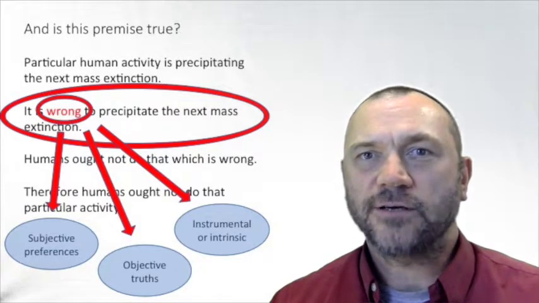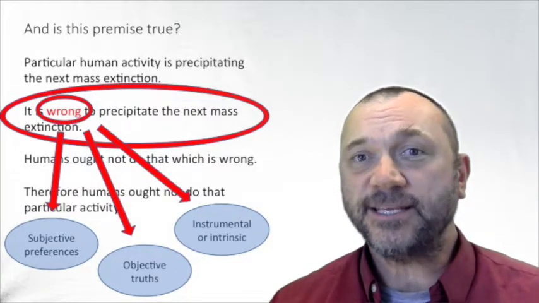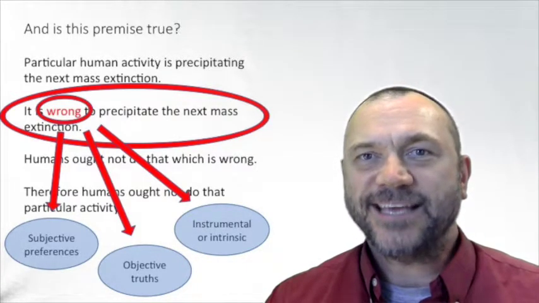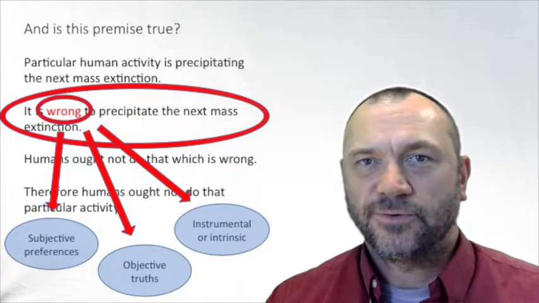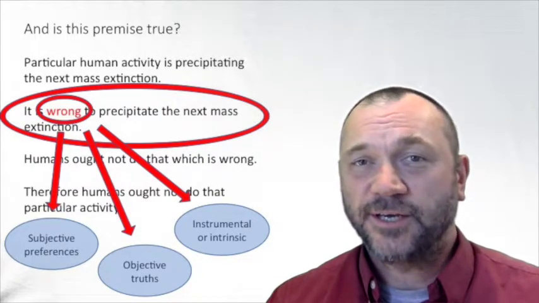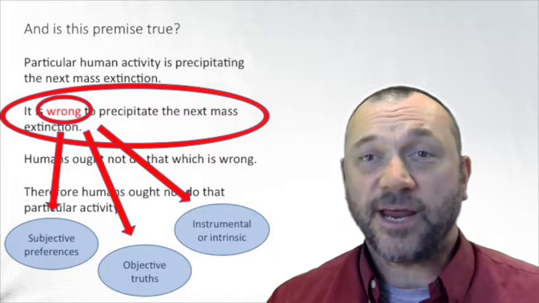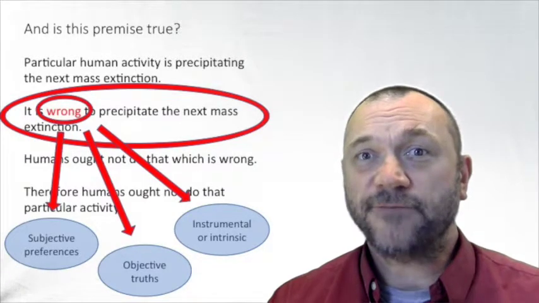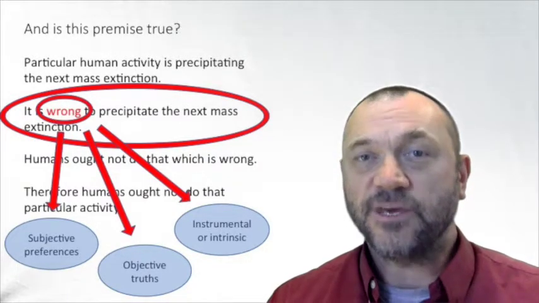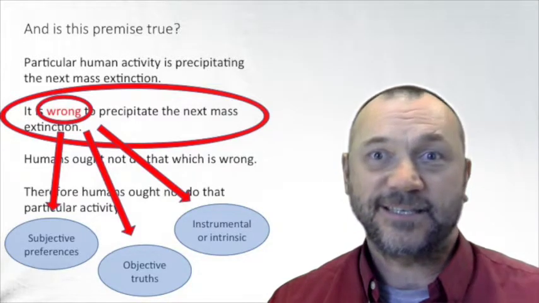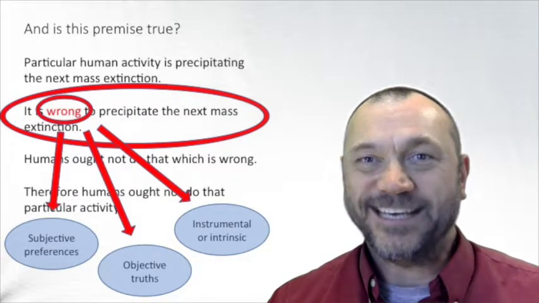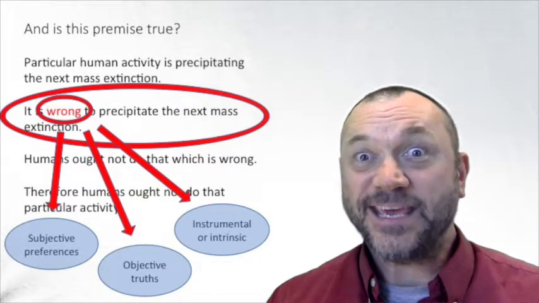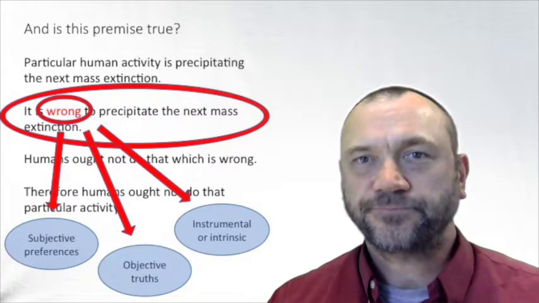Something might be wrong just because it frustrates something else that you want to do. So that is an instrumental issue. If you didn't want to do the thing in question, then this might not be wrong anymore. So notice wrong might just be wrong in reference to something else you want. If you give up wanting that other thing, then this is no longer wrong. So there's an instrumental sense in which we can understand the word wrong, or an intrinsic sense. It might just be in and of itself a wrong thing to do.